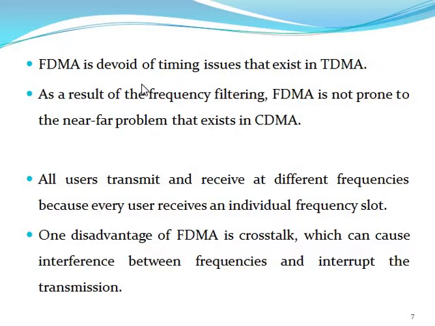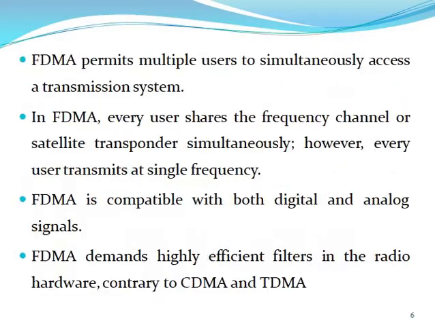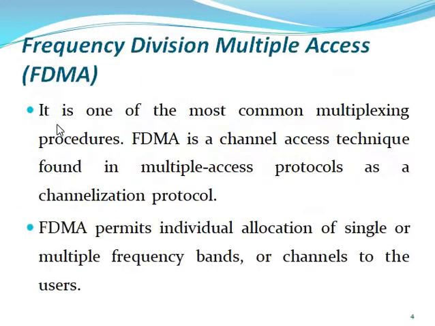One disadvantage is crosstalk. We discussed what crosstalk is in Unit number 2. Crosstalk can cause interference between frequencies and interrupt the transmission. So what is crosstalk? It is interference between frequencies and interruption of transmission. So this is frequency division multiple access.